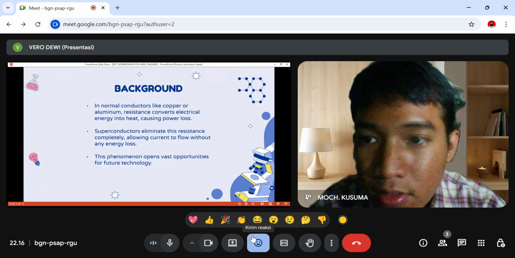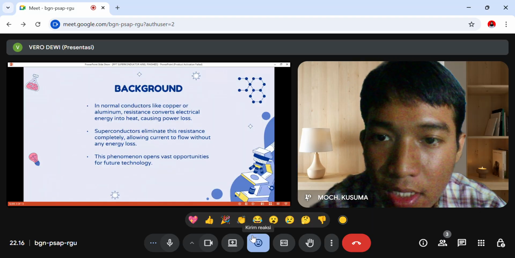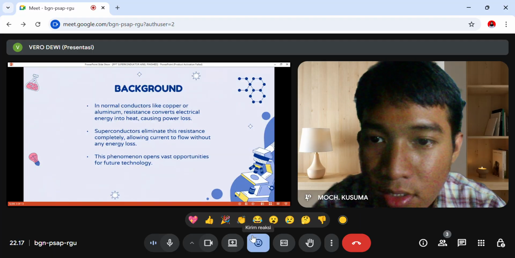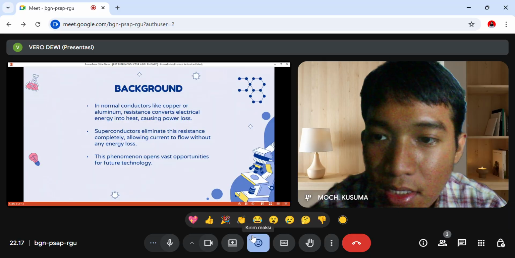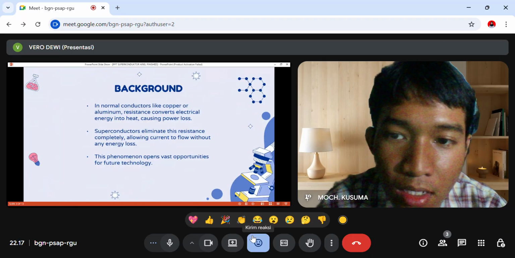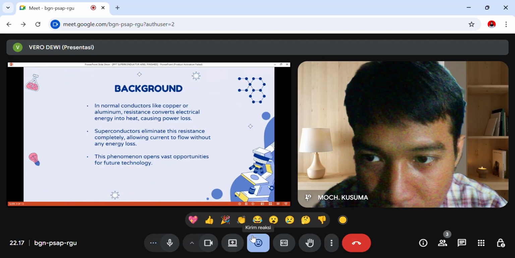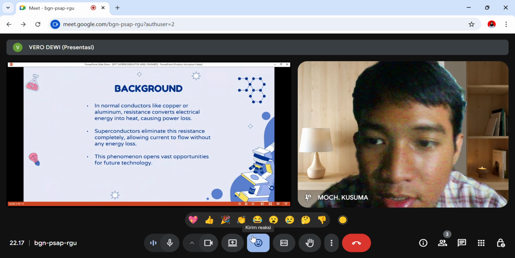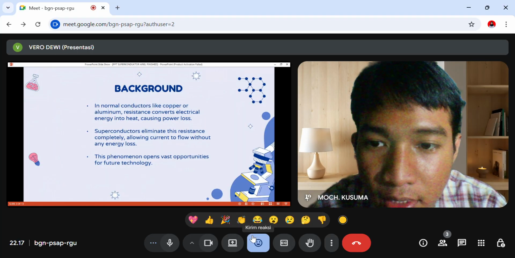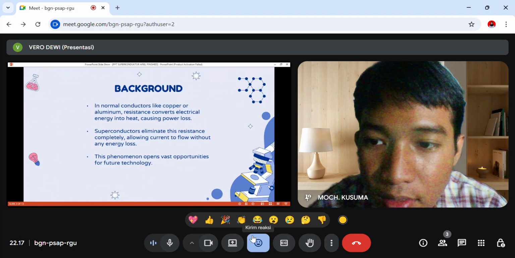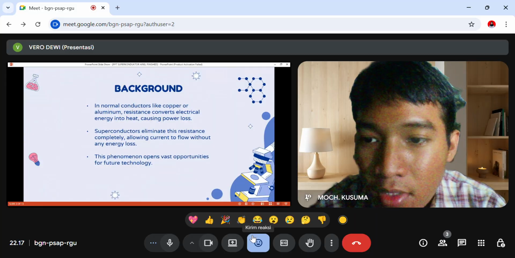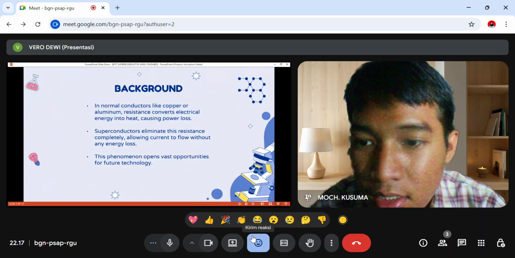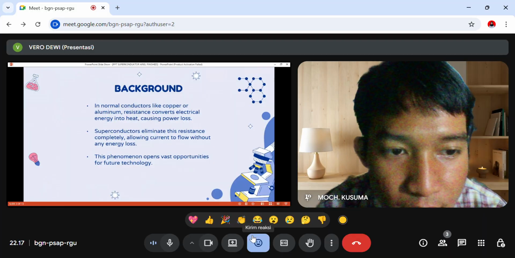Background. In normal conductors like copper or aluminum, resistance converts electrical energy into heat, causing power loss. Superconductors eliminate this resistance completely, allowing current to flow without any energy loss. This phenomenon opens vast opportunities for future technology.